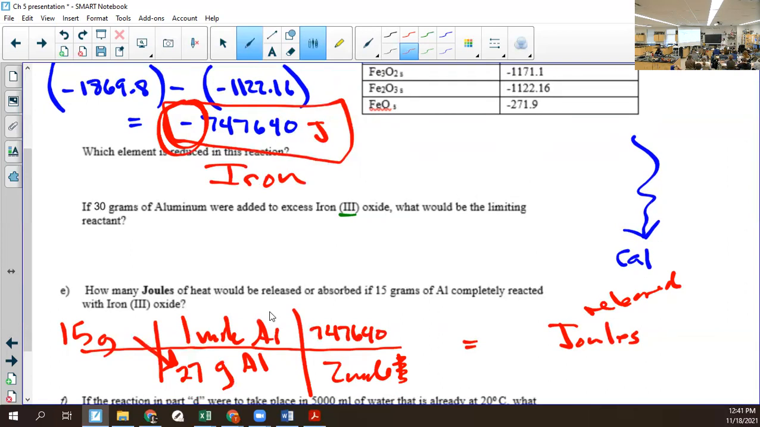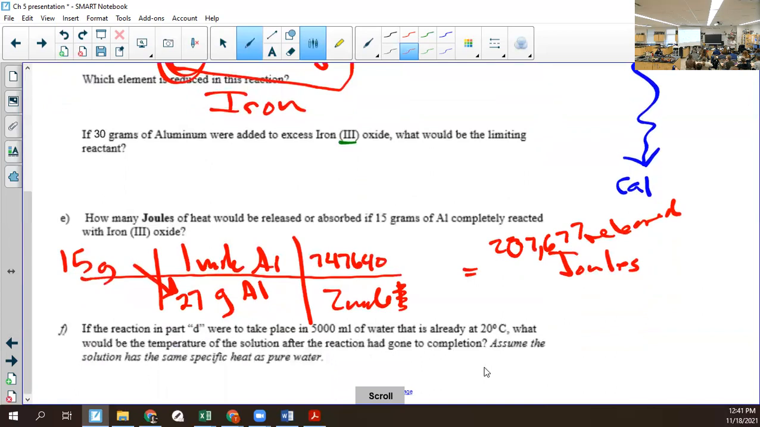All right, what did we end up with here? Say that louder, Jackson. 207677, good enough for me. Almost everyone nodded their heads, so you're not wrong. All right. Now, letter F.